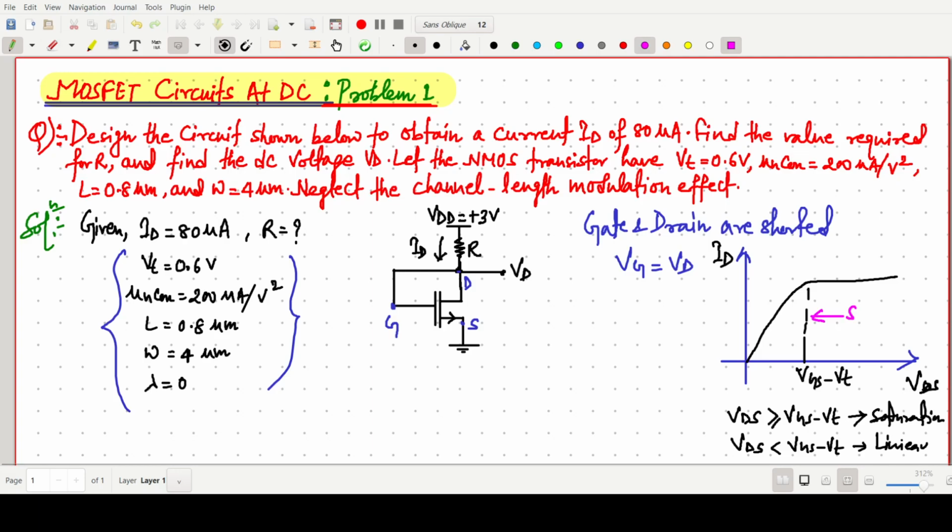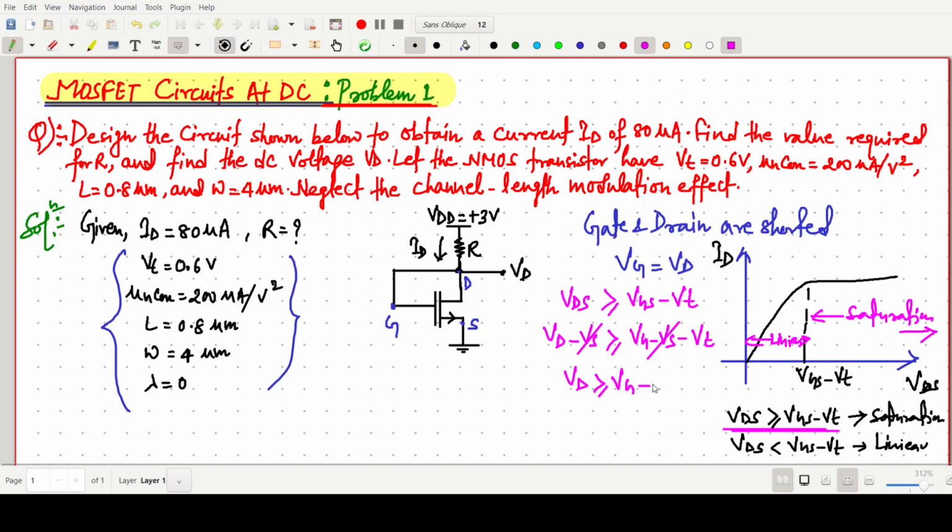So this one is in the saturation, and this one is in the linear region. Now here we can easily observe that VDS is greater than or equal to VGS minus VT in this case, because this should be VD minus VS, VG minus VS. I am doing it step by step. VS is common, connected to ground, so we can neglect it. So VD will always be greater than VG minus VT.